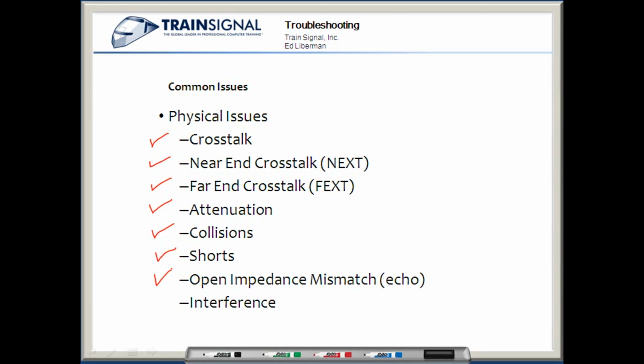Next here we have something called open impedance mismatch, otherwise known sometimes as echo. Basically, in order to understand this, you have to understand what the term impedance means. Impedance means resistance. It's resistance to the signal. It's the opposite of the actual signal. It's what's pushing back on the signal. And it's something that is measured in ohms. So if you're familiar with electrical terms, ohms is a measurement of resistance or impedance. Every cable has an impedance rating.